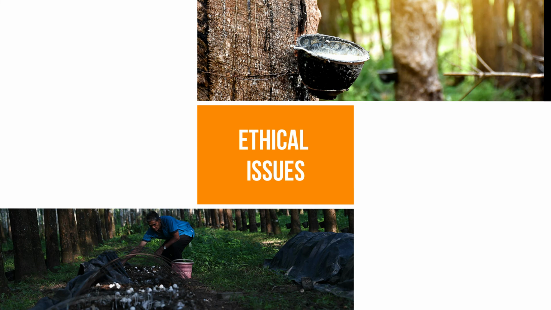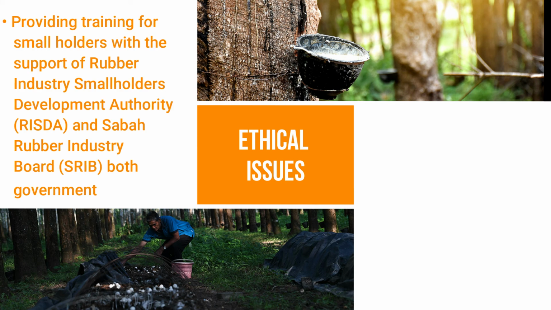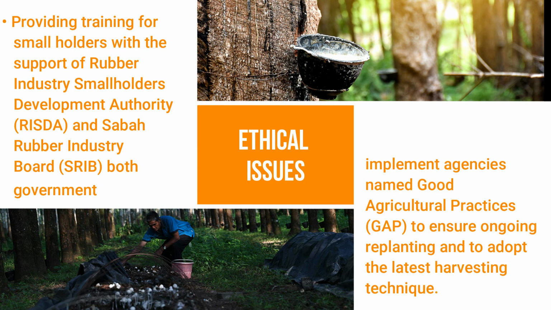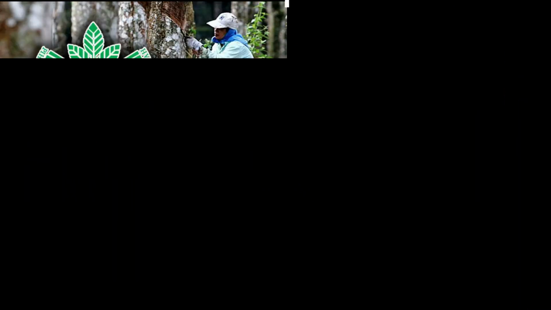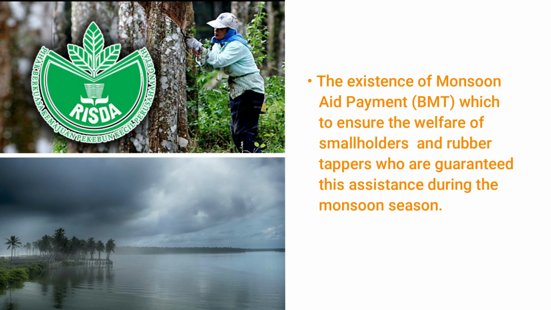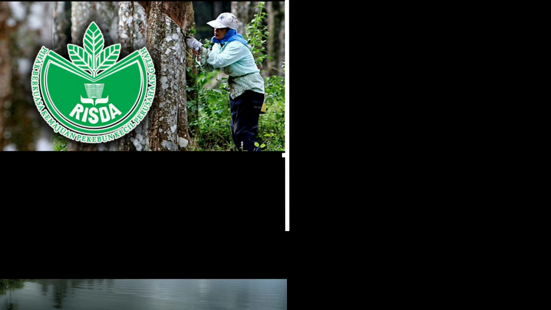Ethical issues. Providing training for smallholders with the support of the Rubber Industry Smallholders Development Authority, RISDA, and the Sabah Rubber Industry Board, SRIB, both government implementing agencies, named Good Agricultural Practices, GAP, to ensure ongoing replanting and to adopt the latest harvesting techniques. The existence of the Monsoon Aid Payment, BMT, ensures the welfare of smallholders and rubber tappers, who are guaranteed this assistance during the monsoon season.